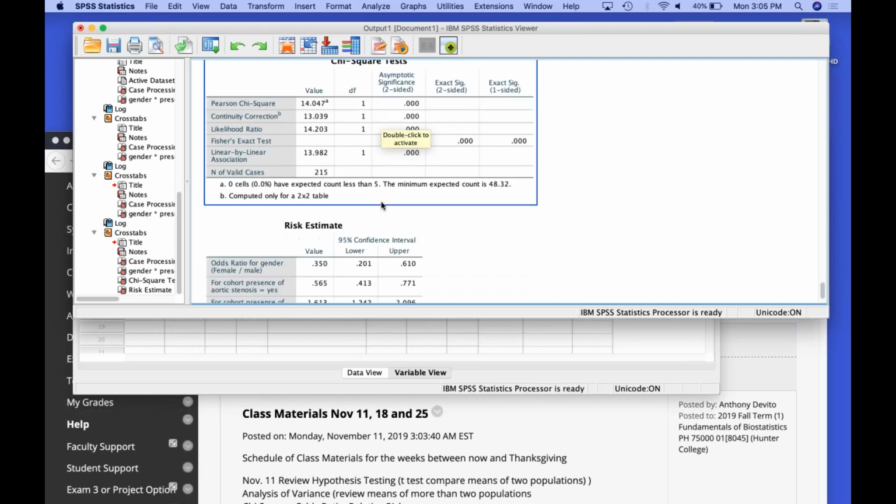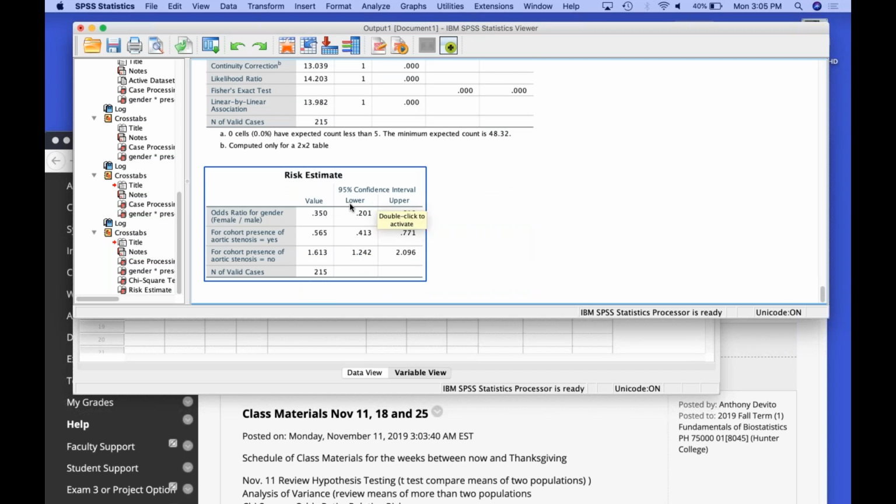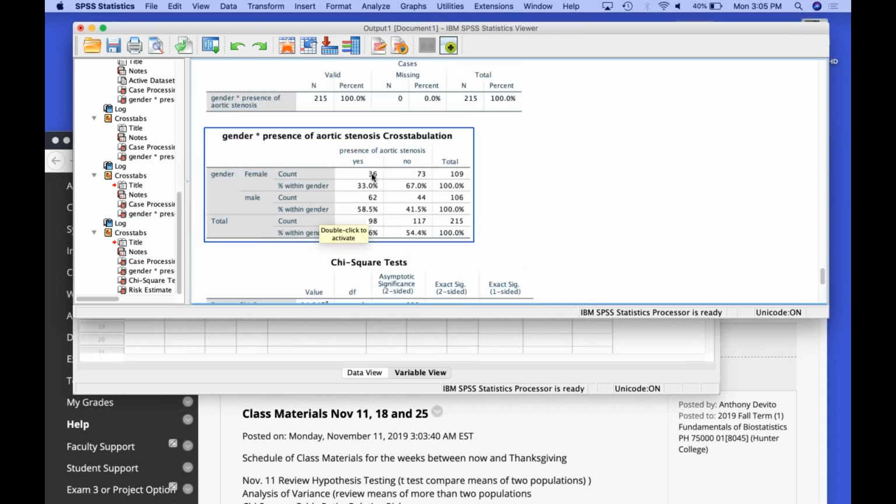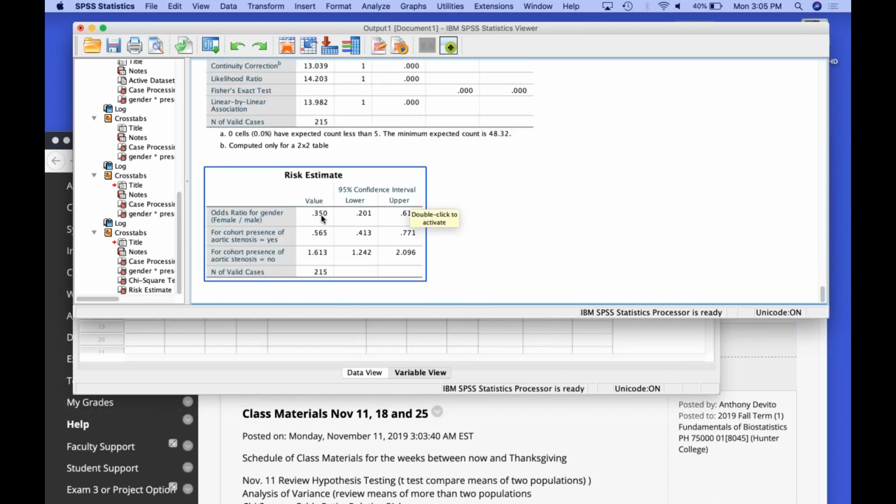Okay, so next, what else did it give me here? Oh, look, it gave me risk estimates. Okay, so this first one is the odds ratio. And the odds ratio, if you calculate it, you could actually go up here and do that if you wanted. It would be 36 divided by 73 over 62 divided by 44, and it would come out to 0.35. Well, what's my null hypothesis for the odds ratio?